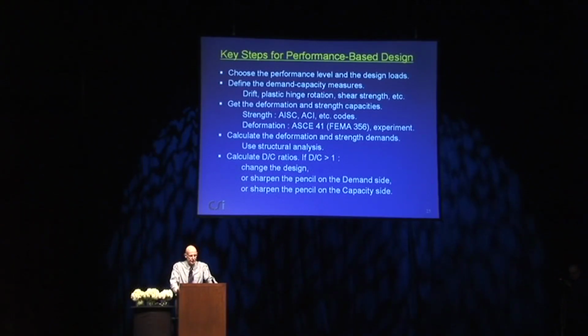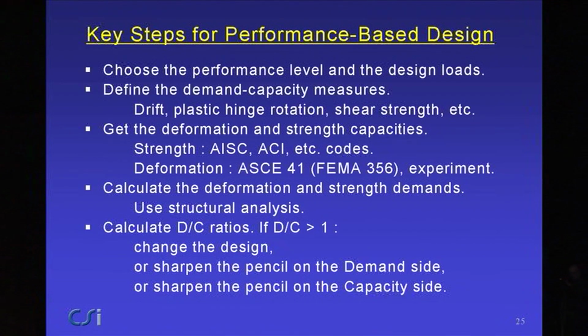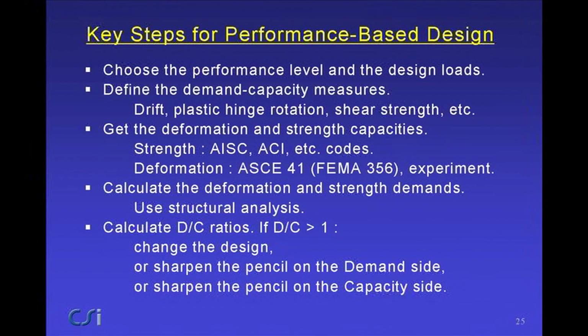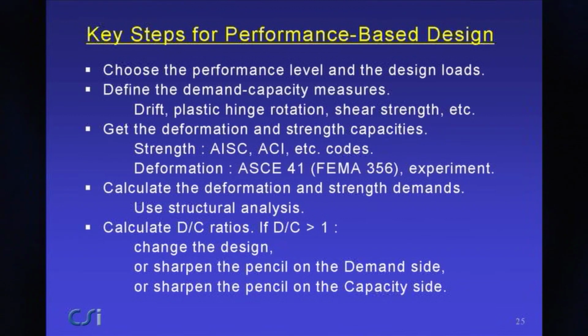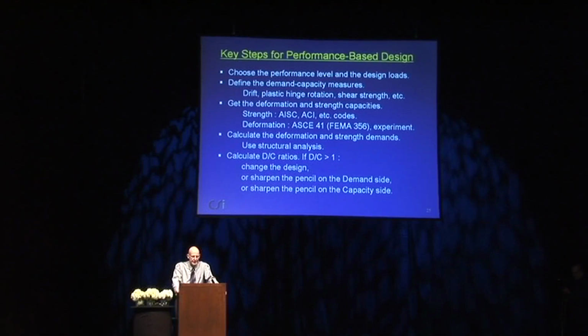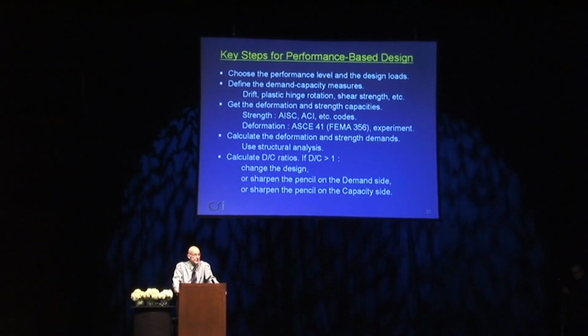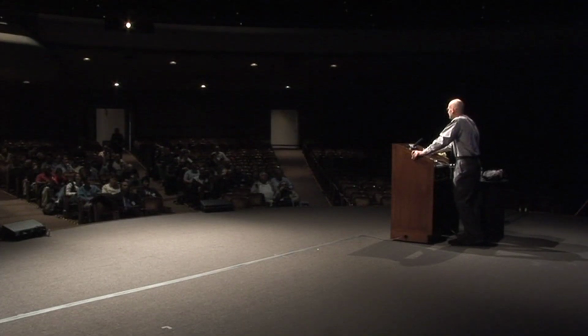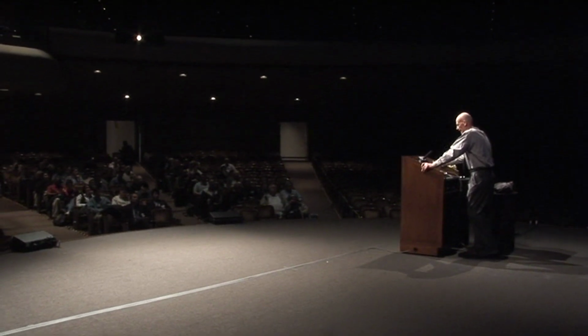Key steps: choose the performance level and the corresponding design loads. Define the demand capacity measures or the engineering performance measures. Engineering decision parameters, EDPs, is another term which is used. This could be drift, which is sort of a structure property. It could be plastic hinge rotation, which is getting down to the component level. It could be shear strength if you want a particular beam, for example, to remain essentially elastic in shear. And there would be many other measures that you would use for doing demand capacity comparisons.